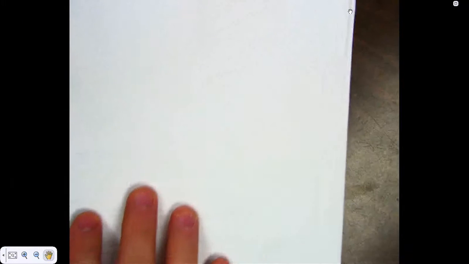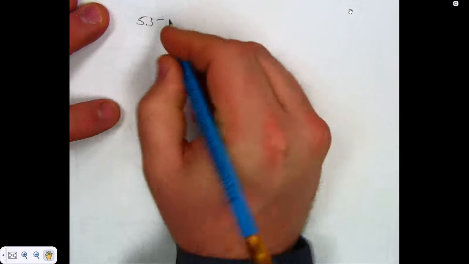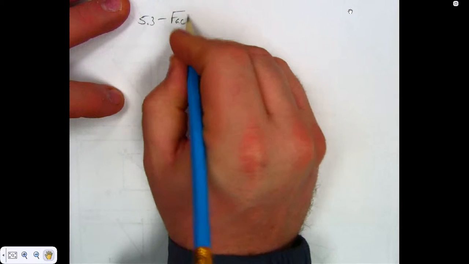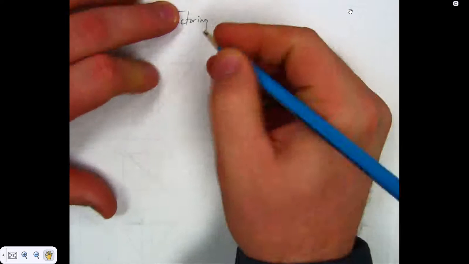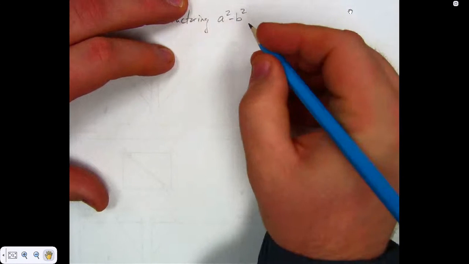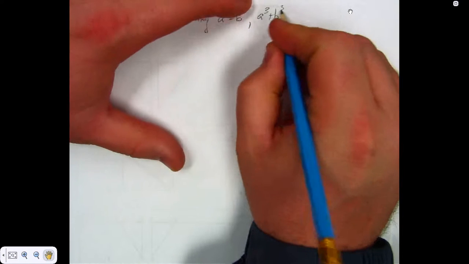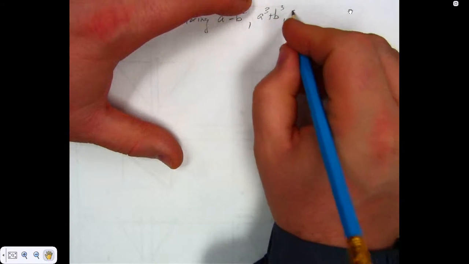Going to go back and do a little factoring again. Not a whole lot, pretty general here. We're going to factor a squared minus b squared, a to the third plus b to the third, and a to the third minus b to the third.